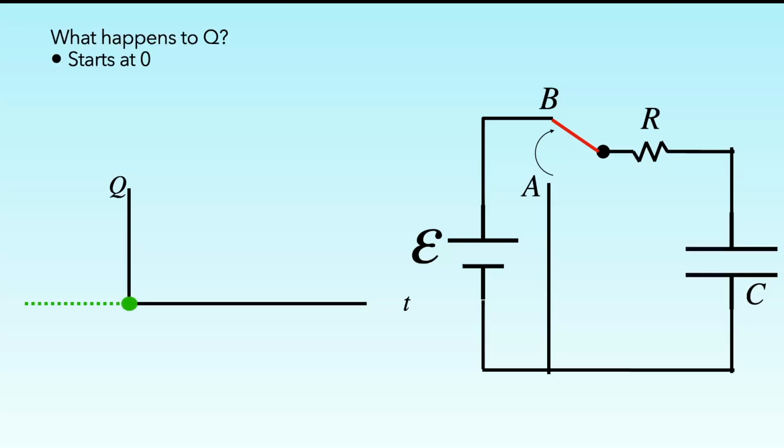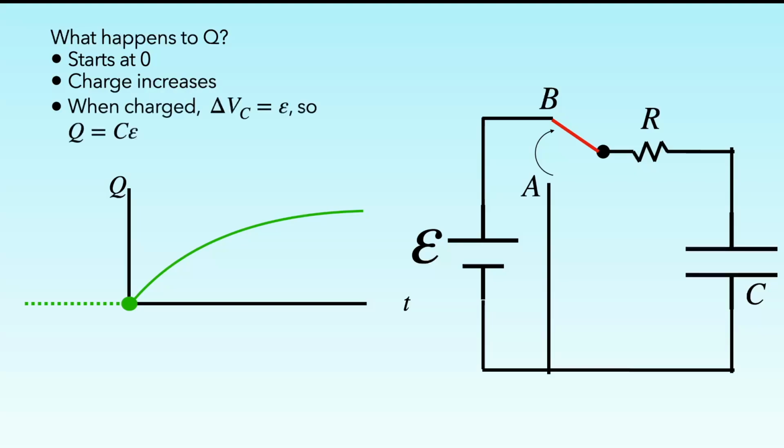So it starts at 0, right? Before we threw the switch, it was 0. And it can't change instantaneously. That charge doesn't just immediately go off. It takes time to get the charge off those plates. So the charge, we knew the initial point, and we know the charge increases. And then eventually, once the voltage across the capacitor is equal to epsilon, it'll stop charging.